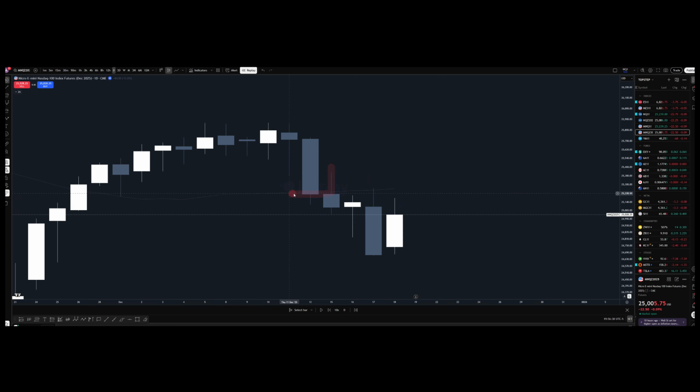So during Asia, we can look to catch price coming back up into a London manipulation continuation down, or a New York AM continuation down, and we can keep hitting PDLs until they stop working.